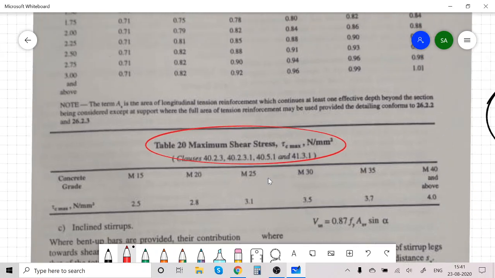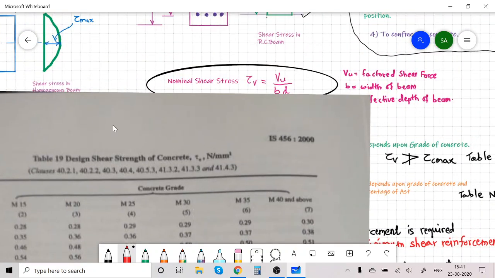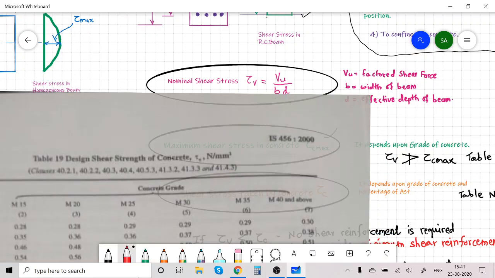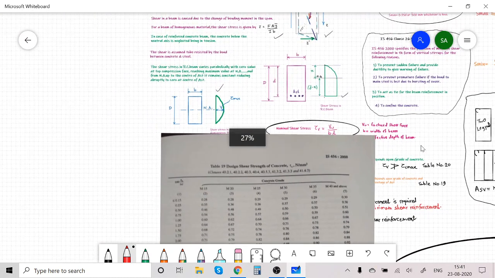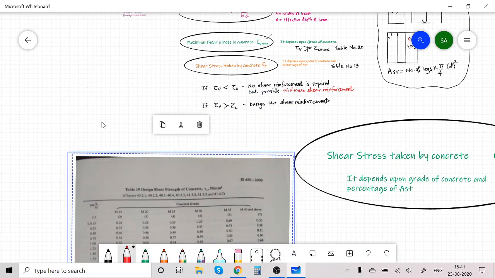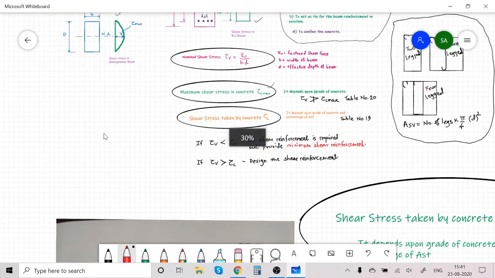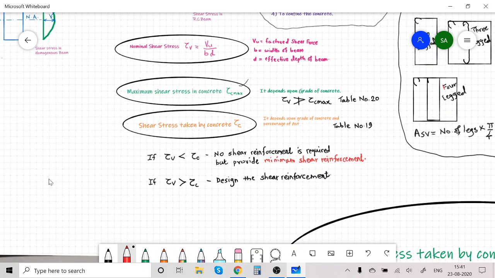So, as soon as you calculate tau v, that is the nominal shear stress, your next job is to confirm whether this tau v is less than tau c max or not. Then, when it is confirmed that tau v is not greater than tau c max, we can proceed. Then we will find the shear stress taken by concrete, tau c.